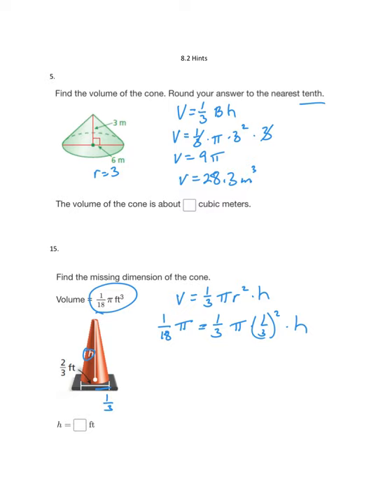So let me simplify this a little bit. First of all, I can divide both sides of my equation by pi so that that's not an issue anymore. Now I have 1/18 equals 1/3 times 1/3 squared. So 1/3 squared is 1/3 times 1/3, which is 1/9. 1/9 times 1/3 is 1/27 times h. So now to solve for h, I want to multiply both sides of my equation by 27. So I get my height is 27/18, which is 1.5. So my height is 1.5 feet.